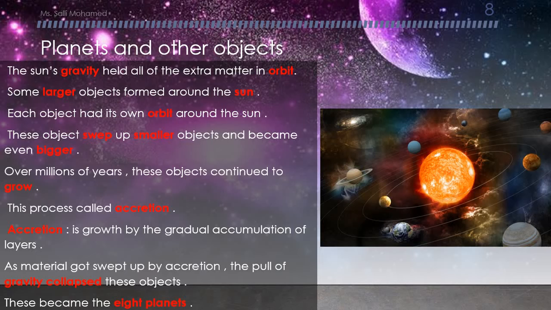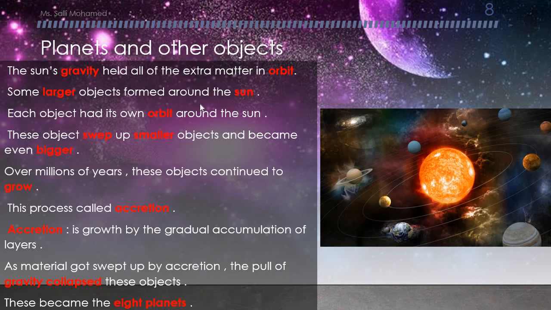How were they born? When the sun was formed, there were other small rocks and objects that were found rotating around the sun. Those objects started to accumulate together, and by the heat of the sun, they started to form the planets. The gravity of the sun made these planets stay in their specific orbits, and the larger objects started to orbit around the sun. So the sun's gravity held all the extra matter in their orbits.